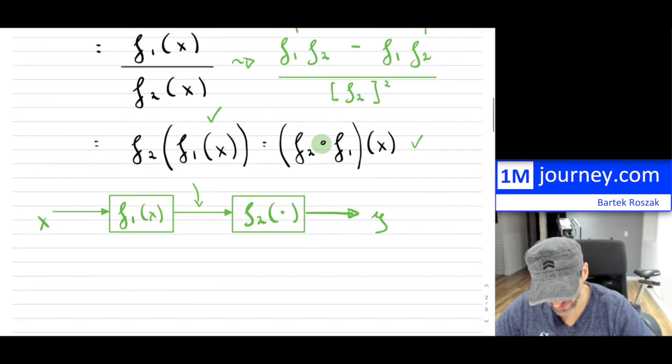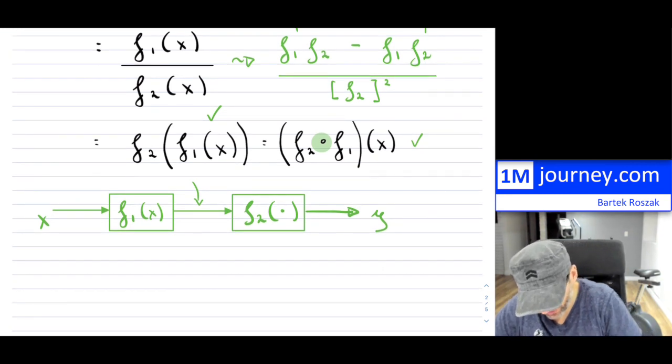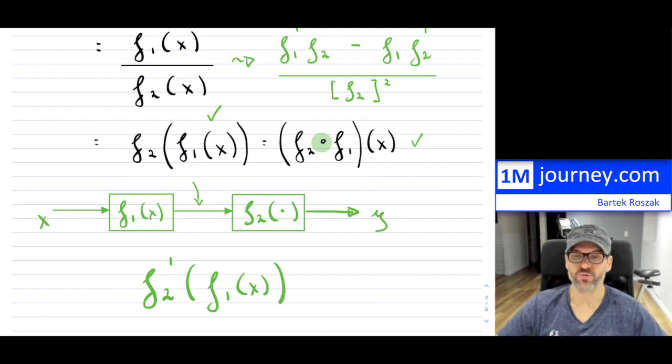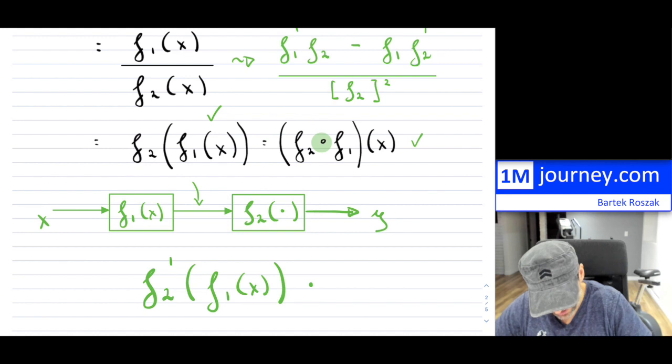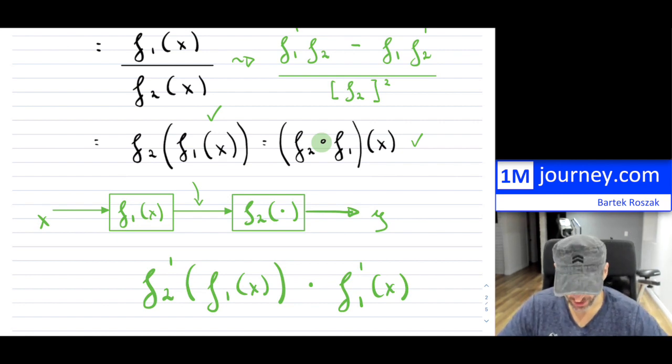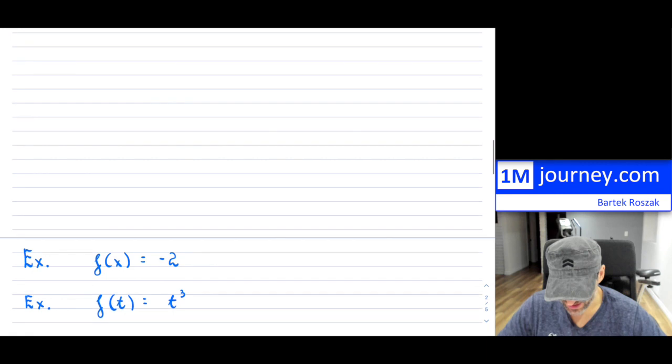Now, what is the derivative here? So the derivative here is actually the derivative of your second function with your first function as the input to that derivative, multiplied by the derivative of the first function. That is the overall derivative. So those are all the rules that we have. Let's try to apply them one by one to various examples.